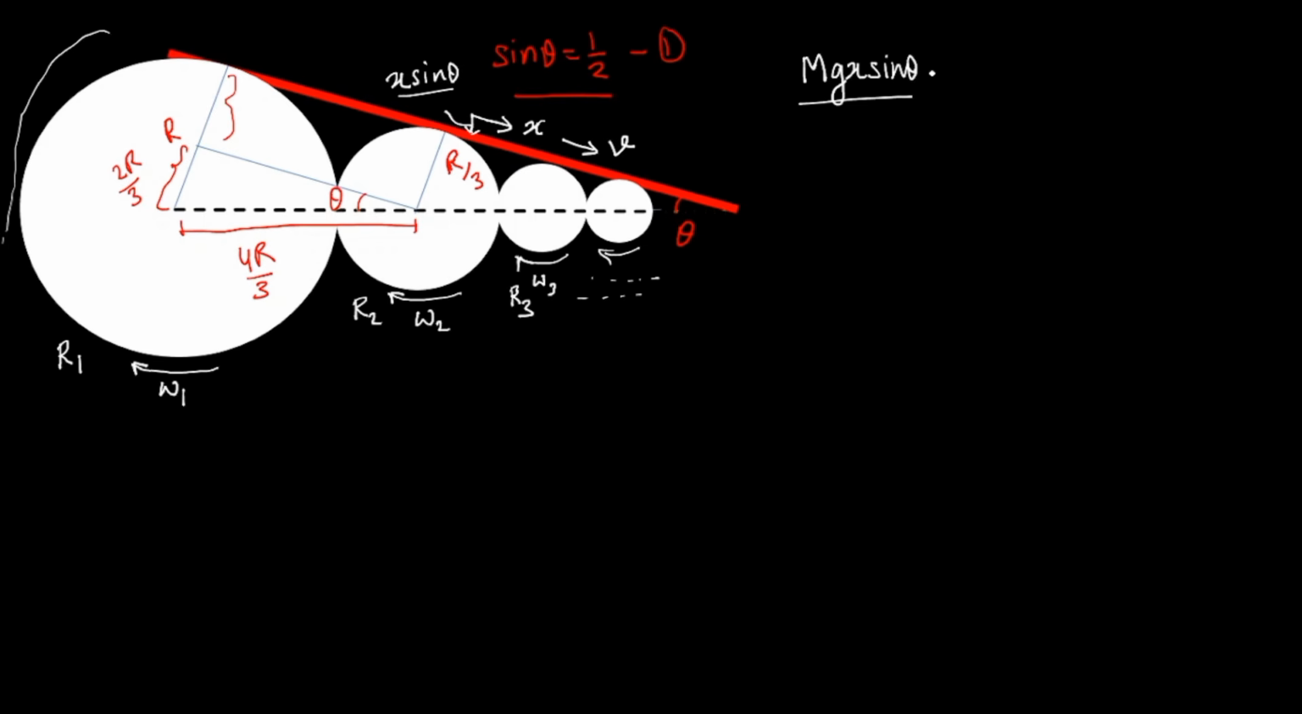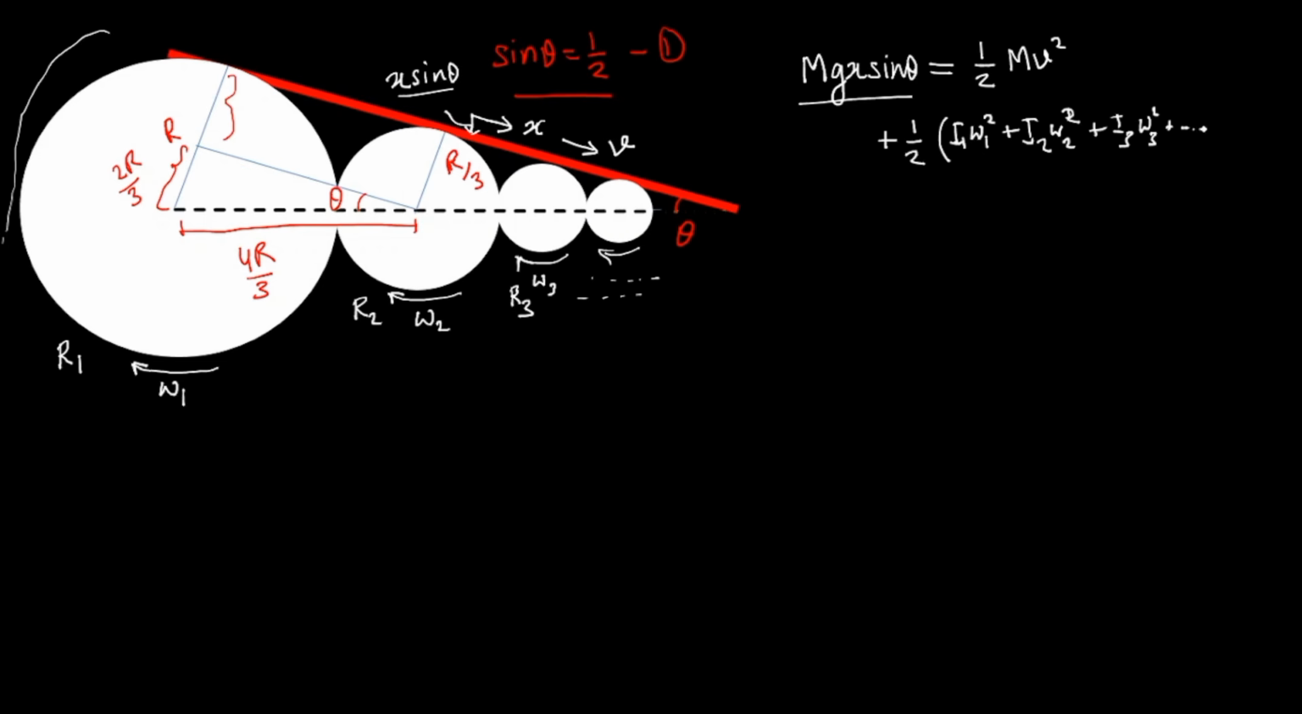So the drop in potential energy should be the gain in kinetic energy. What is the gain in kinetic energy? First of all, the K of the rod, that is half mv square. Second, sum up all the energies of these disks: half I1 omega 1 square plus I2 omega 2 square plus I3 omega 3 square, something like this it will go on, isn't it?